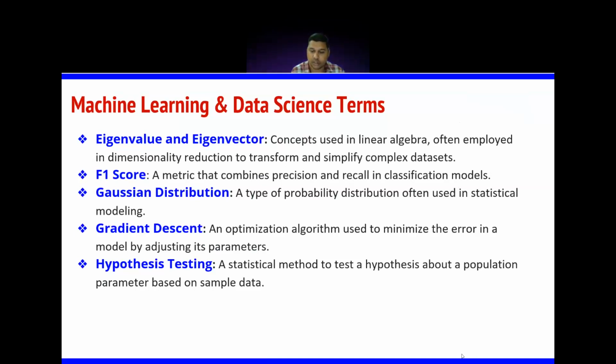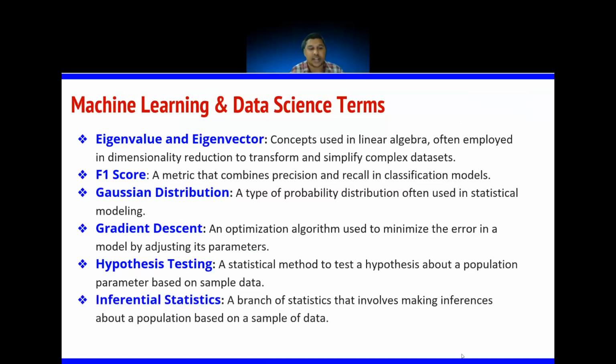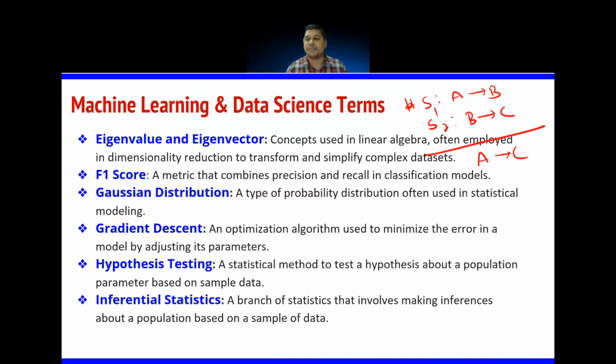Next one, inferential statistics. In statistics, we have different kinds of statistics. One is inferential. So what is inferential statistics? We try to make inferences. If you remember, maybe in some mathematics course, you have a statement S1 that A tends to B, then another statement S2 that B tends to C. So you make an inference here that A tends to C. So you try to derive conclusions based on inferences.